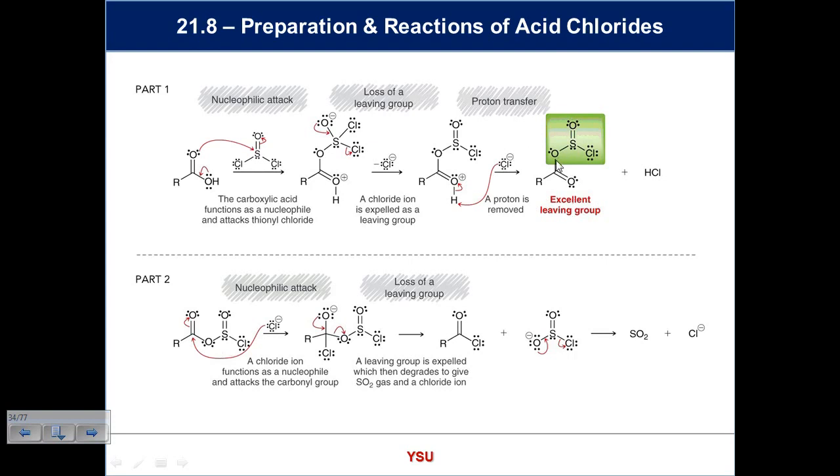So why do you think this is such a good leaving group? What's asking to happen here is that this O breaks off and becomes negative. Why should it be a good leaving group?